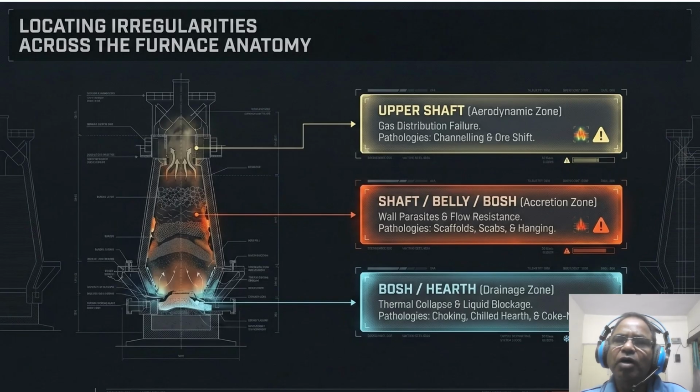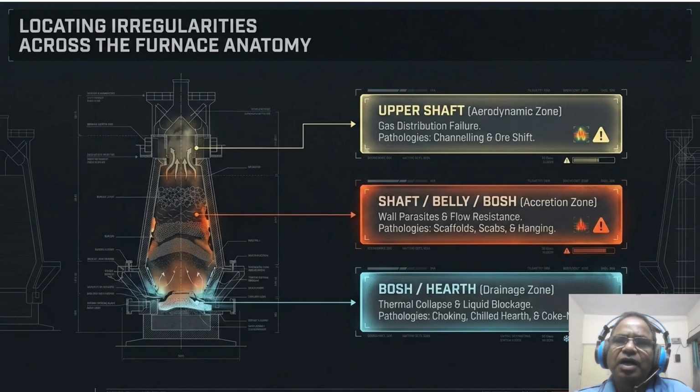This is where wall parasites like scaffolds and scabs restrict the working volume. Finally, the blue box at the bottom highlights the wash and hearth, our drainage zone. Pathologies here like chilled hearth are often terminal. As an engineer, you must realize that a problem in the upper shaft often migrates downward, eventually choking the drainage zone. If you misdiagnose the drainage issues as an aerodynamic one, your intervention will be useless.